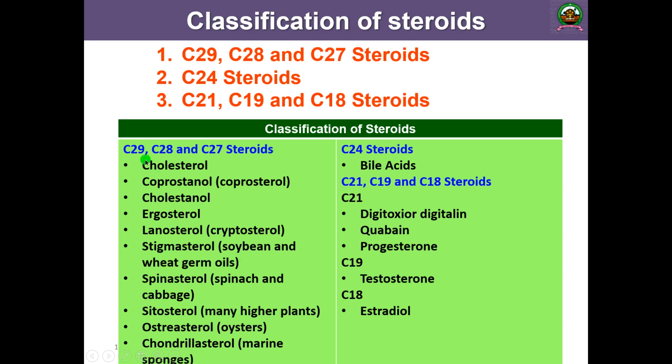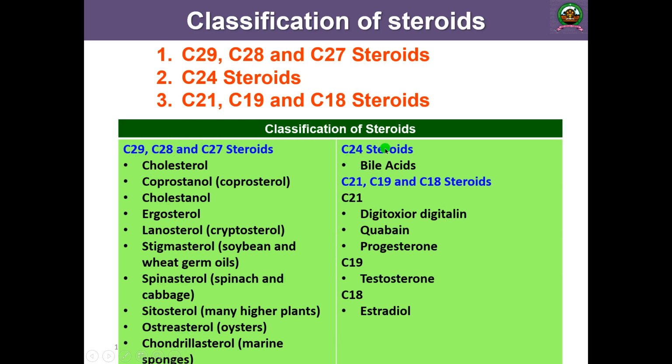And in the classification of steroids, the first one is C29, C28 and C27 steroids. Examples are cholesterol, coprostanol or coprosterol, cholestanol, ergosterol, lanosterol or cryptosterol, stigmasterol, that is commonly present in soybean and wheat germ oil, and spinasterol, that is commonly present in spinach or cabbage, sitosterol, that is commonly present in plants, and ostreasterol, that is commonly present in the oyster mushroom, Agaricus, Pleurotus, all those mushrooms. Then chondrillasterol from marine sponges, which are obtained from the marine ecosystem. These are the 27, 28 and 29 sterols.